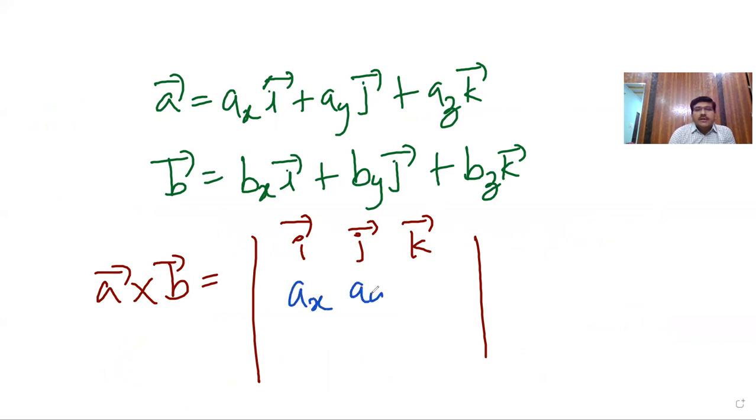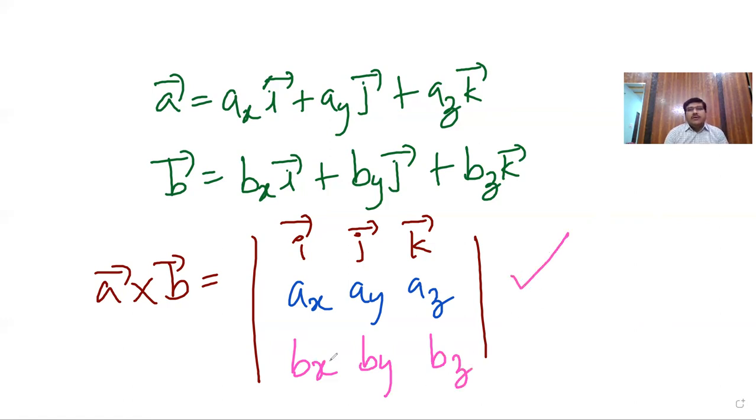AX, AY, AZ. Coefficients of the second vector: BX, BY, BZ. That's all. You find out the determinant, and you can easily get A bar cross B bar. Remember, the end product of the cross product is a vector. Hence, it is called the vector product.